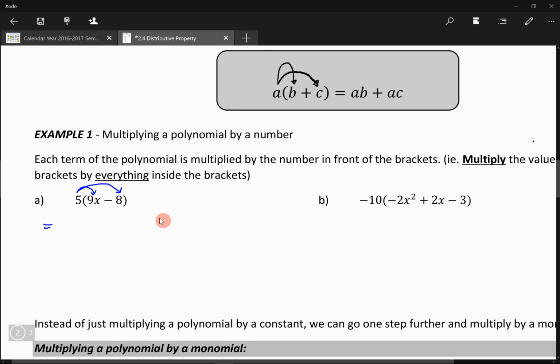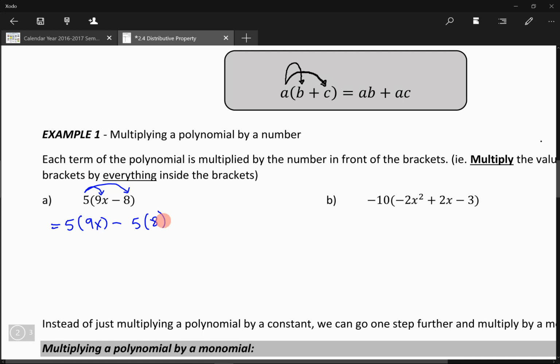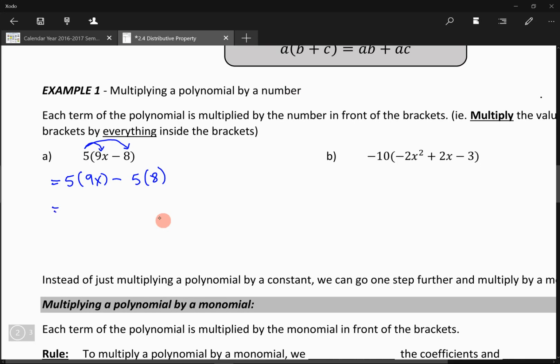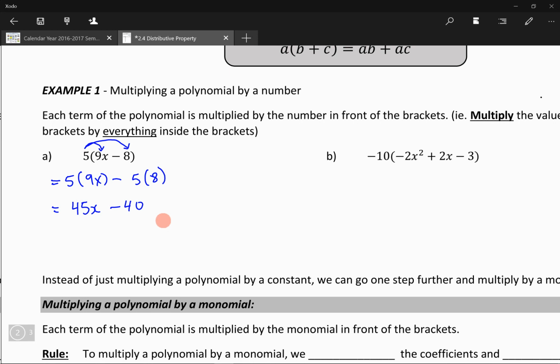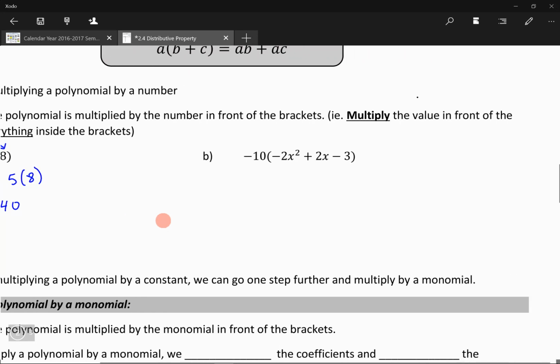So here I'll have 5 times 9x, and then I'm going to have minus 5 times 8. Okay, and I'm going to multiply those out. So 5 times 9 is 45x, and 5 times 8 is 40, so minus 40. Okay, and that's it. That's how you distribute. Okay. Let's look at this one here.